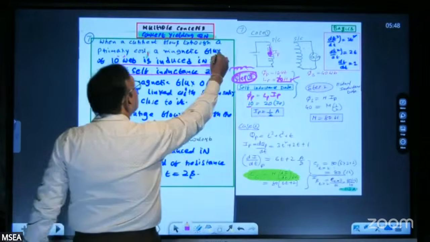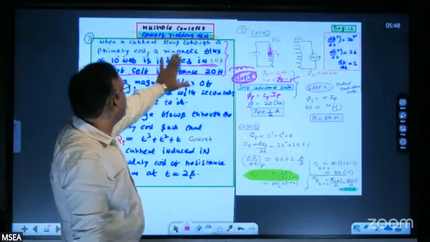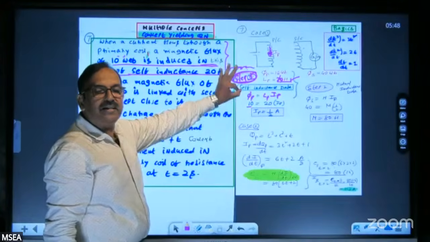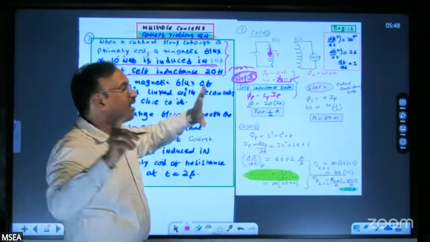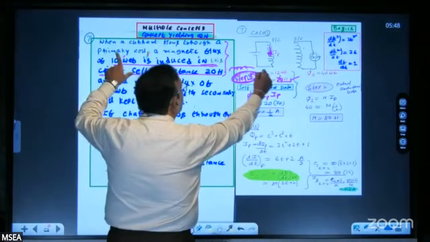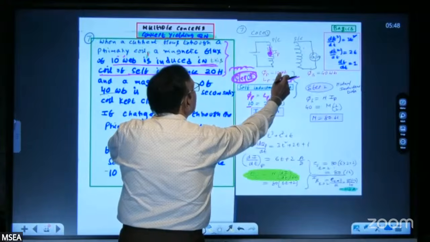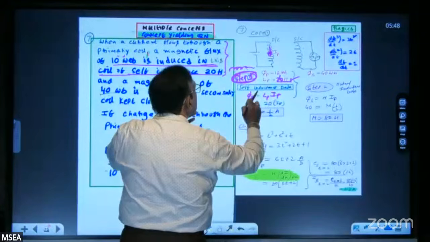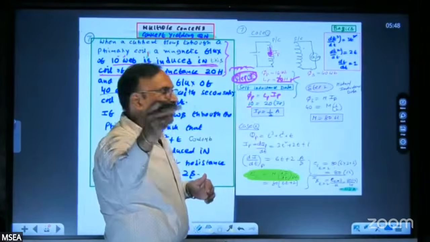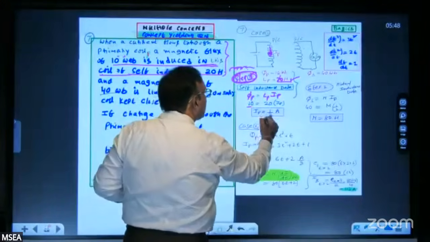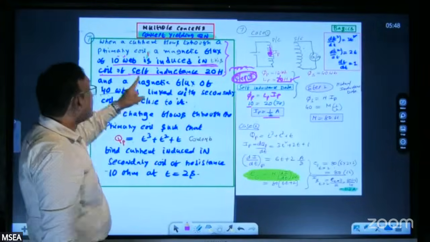So the purpose of giving this statement is to calculate what current is associated with the primary coil initially. For the last time, I repeat: the flux associated with the primary coil is 10 Weber and its self-inductance is 20 Henry. So flux linked with the primary is L_p into I_p. From that, you calculate the current through the primary coil. Then concentrate on the second step.